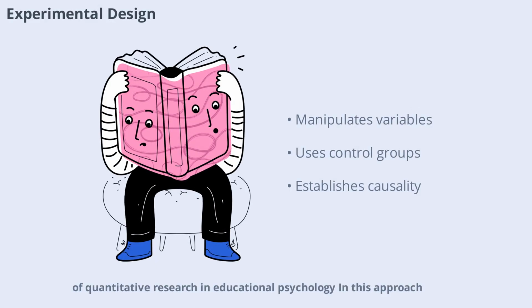In this approach, researchers manipulate one or more variables to observe their effects on other variables, often using control and experimental groups. For example, a study might test whether a new teaching method improves math scores by comparing a group using the new method to a group using traditional instruction. Random assignment helps ensure that differences between groups are due to the intervention, not other factors. This method is powerful for establishing cause and effect relationships.